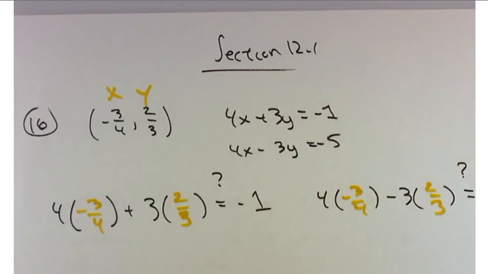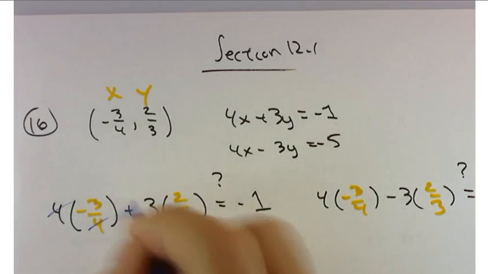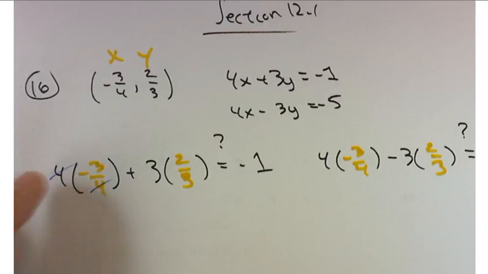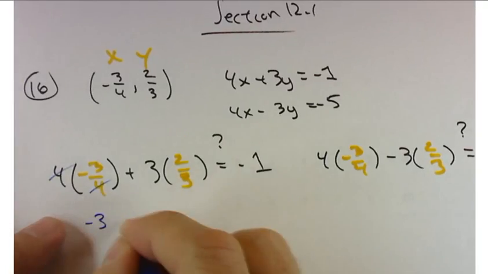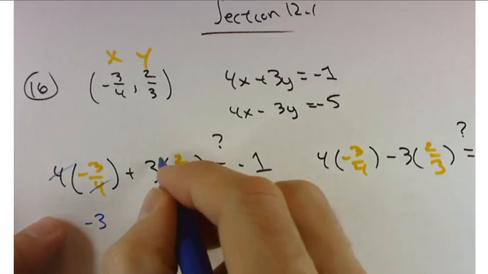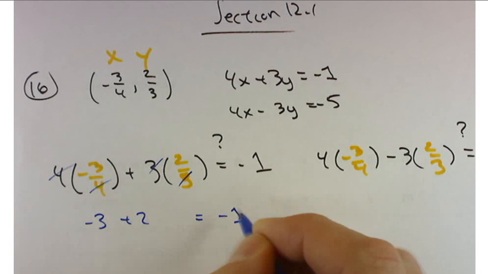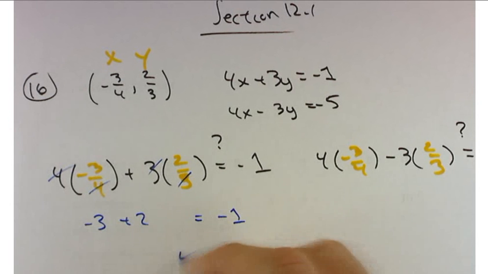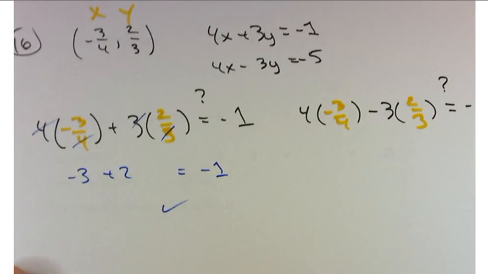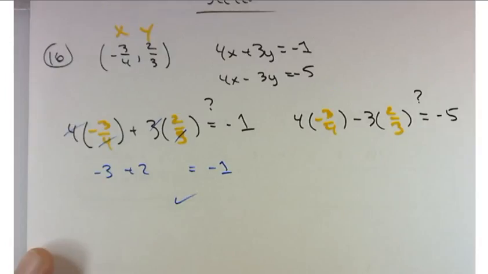Okay, well, let's take a look here. 4 times negative 3/4. The 4's will cancel, leaves me with negative 3. Here the 3's cancel, leaves me with a 2. Negative 3 plus 2, yeah, that's negative 1. So that one works. How about the other one? Success there.